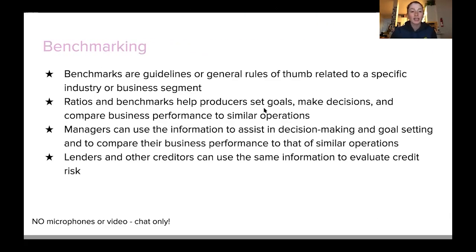So for benchmarking, this basically is just guidelines or general rules of thumb related to specific industry or business segments. So ratios and benchmarks help producers set goals, make decisions, and compare business performance to similar operations. So managers can use this information to assist in decision making and goal setting and compare their business performance to that of similar operations. Lenders and other creditors can use this information to evaluate credit risk. So this is your first type of analysis that you have, benchmarking.